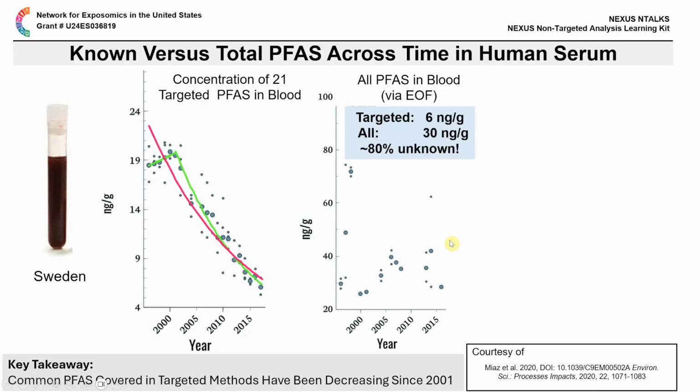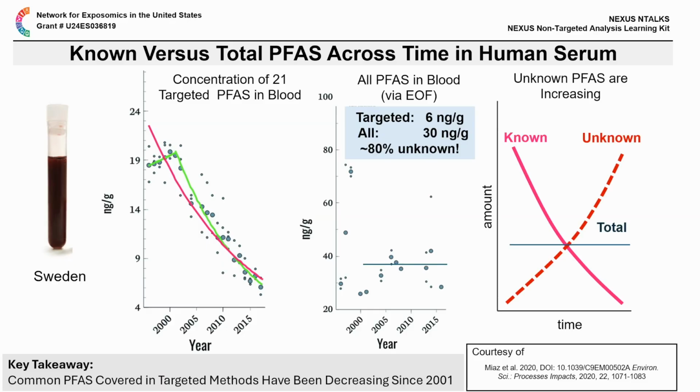But here's another plot showing a very different trend when we look at things slightly differently. If we look at extractable organic fluorine, again, that idea of looking at the total fluorine or PFAS burden, we can see that while there are some high points prior to 2000, the general levels of this in the blood do not follow a downward trend. In addition, the targeted analysis only showed 6 nanograms per gram of PFAS in the blood when you sum all the 21 targeted PFAS, but when you looked at extractable organic fluorine, 30 nanograms per gram were measured, which shows an 80% unknown.